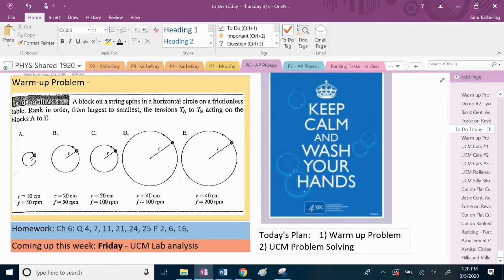All right, today's plan, we're going to do a quick warm-up problem together, and then we've just got a bunch of problem solving to do today. Today is our last day of uniform circular motion problems. Tomorrow is our lab analysis from the lab that we did last week. And then we're going to move on to other applications of uniform circular motion. So this is kind of our last big hurrah of this.